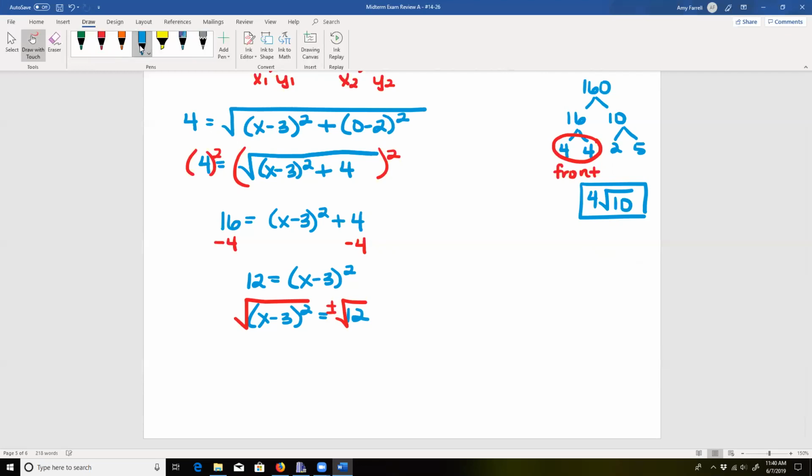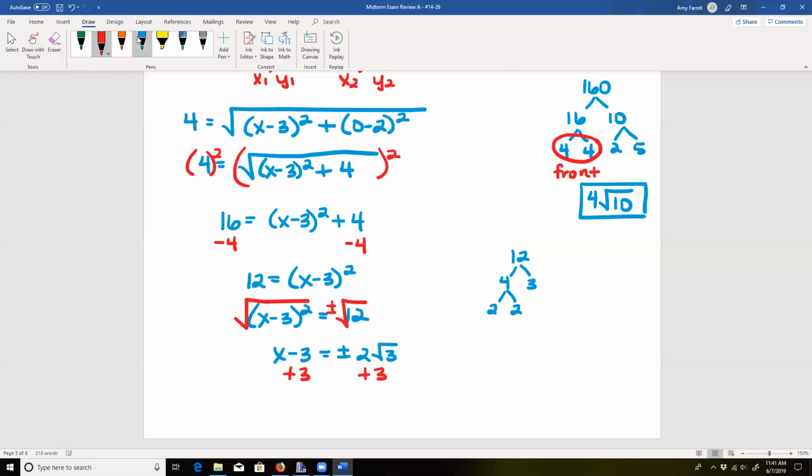Square root of x minus 3 quantity squared is just x minus 3 plus or minus 2 square root 3. 12 is 4 times 3, and 4 is 2 times 2. Because you have a pair of 2's, you can bring the 2 in front. 3 stays underneath. There's one more step after this. We are going to isolate x. We're going to add 3 to both sides.